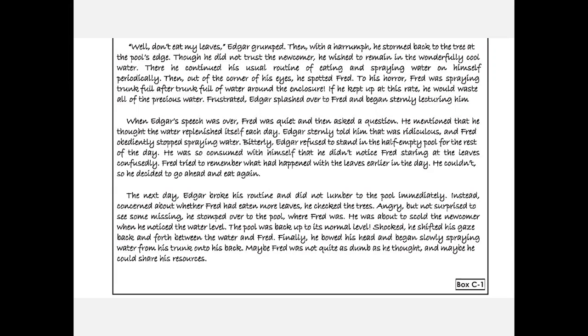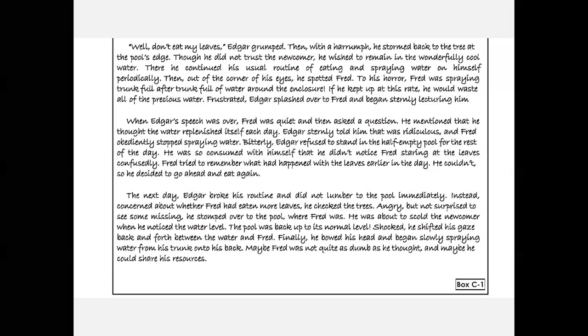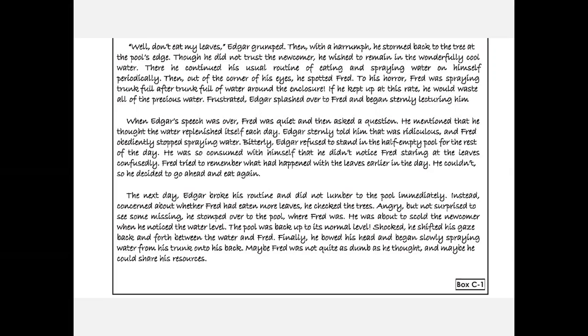When Edgar's speech was over, Fred was quiet and then asked a question. He mentioned that he thought the water replenished itself each day. Edgar sternly told him that that was ridiculous, and Fred obediently stopped spraying water. Bitterly, Edgar refused to stand in the half-empty pool for the rest of the day. He was so consumed with himself that he didn't notice Fred staring at the leaves confusedly. Fred tried to remember what had happened with the leaves earlier in the day. He couldn't, so he decided to go ahead and eat again.